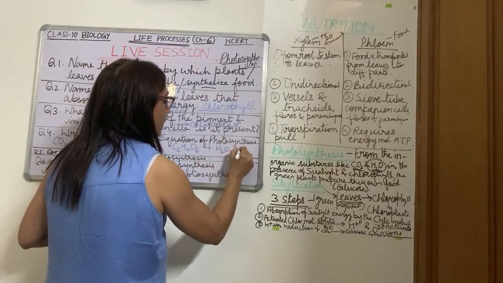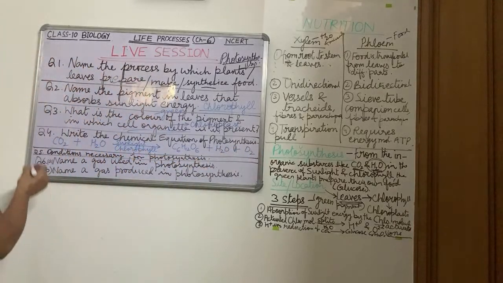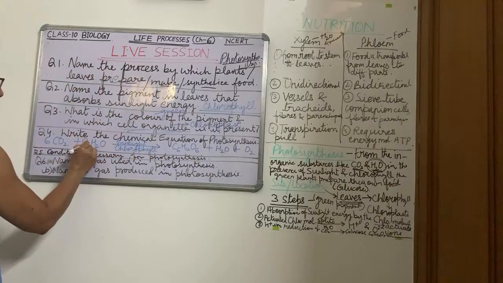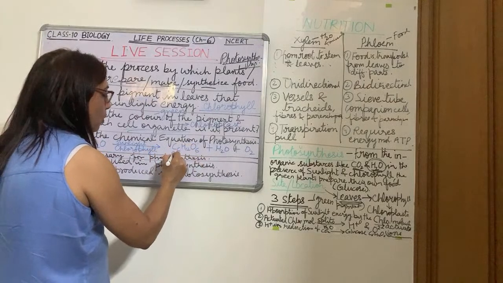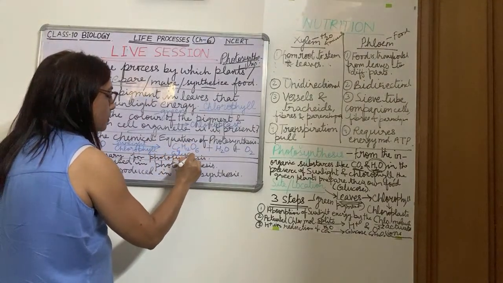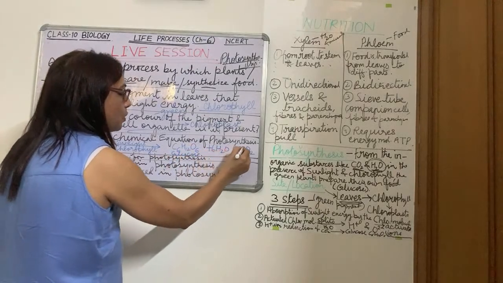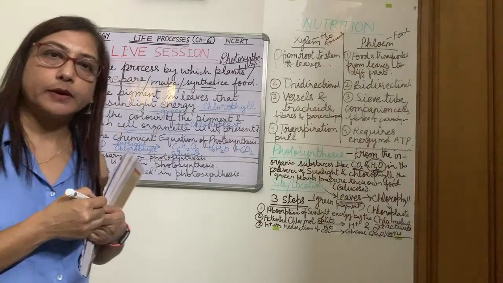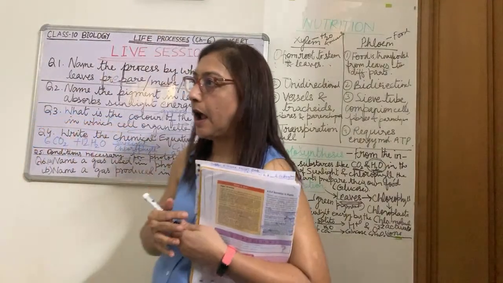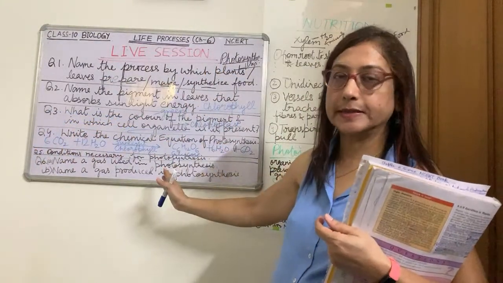Water and oxygen. Now if you balance this equation, it will be 6CO2 plus 12H2O gives a molecule of glucose. This is the glucose molecule. It will give you 6H2O plus 6O2. So this equation is very important and you need to know it, and you need to know the details of this.